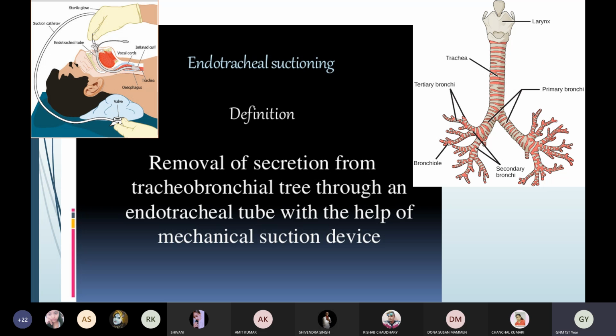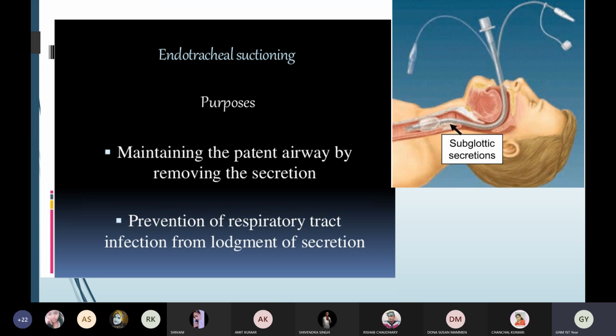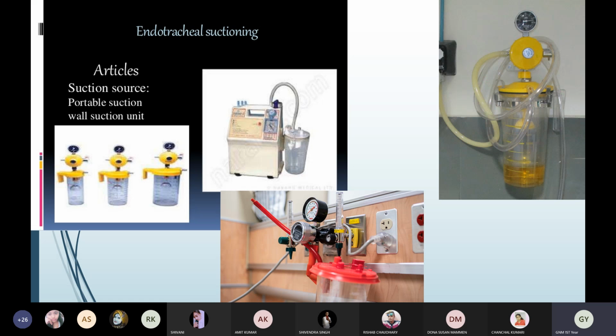Yesterday I covered the definition of endotracheal suctioning and its purpose. We have to do suctioning from the endotracheal tube. This is the endotracheal tube. Then I also taught you about the suctioning machine, the 2 types of suction machine. One is the mechanical suctioning machine like this, and the other is the wall socket portable suction, which is called the wall suction unit.